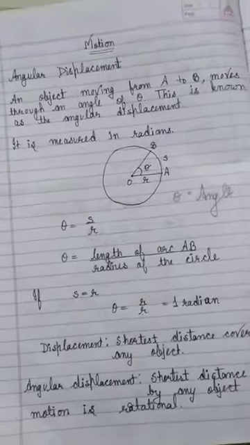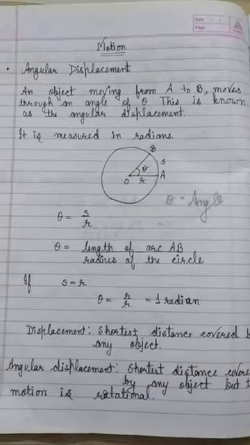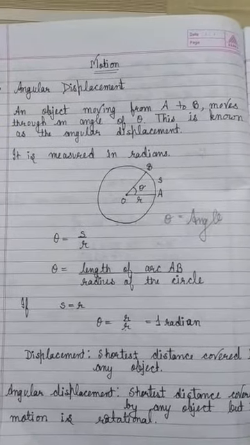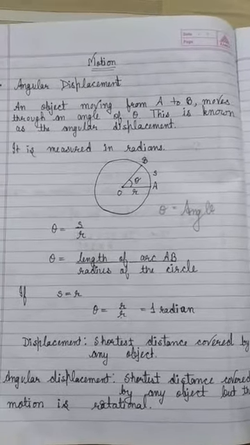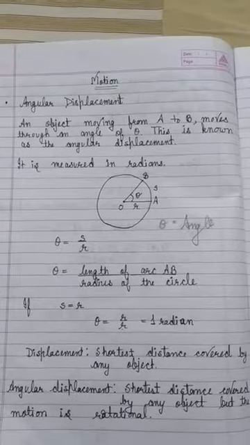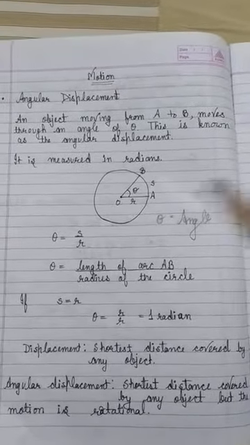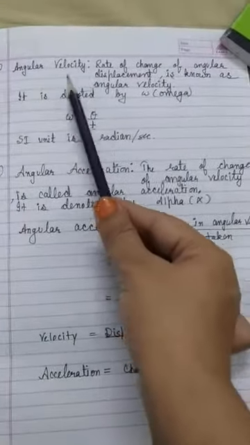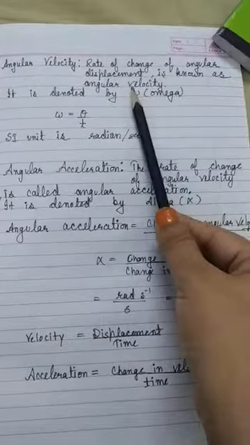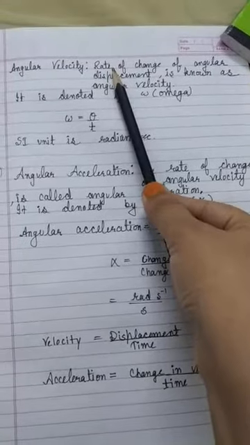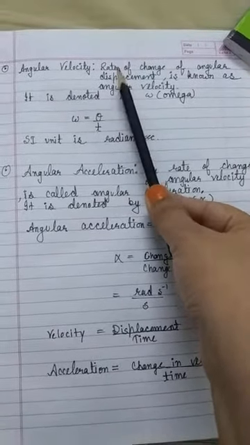Now in the similar way, I will explain you angular velocity. Before explaining angular velocity, remember what do you mean by velocity? Change of displacement per unit time is known as velocity. This I have explained to you earlier, that displacement per unit time is known as velocity. In the same way, angular displacement per unit time is known as angular velocity. Rate of change of angular displacement is known as angular velocity. Whenever the word rate is written here, it means that the quantity is divided by time.